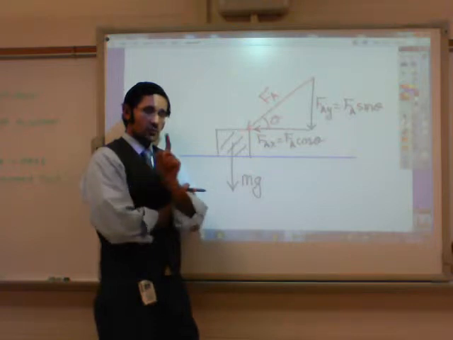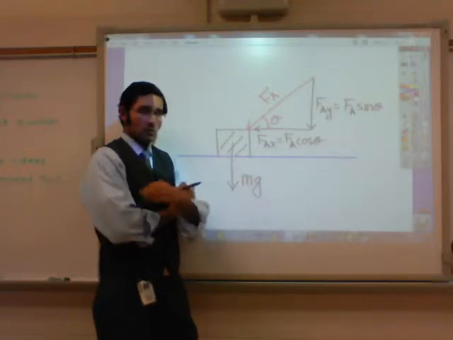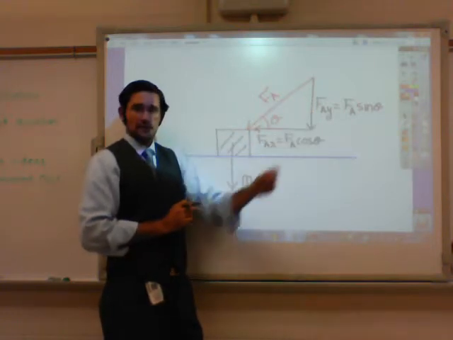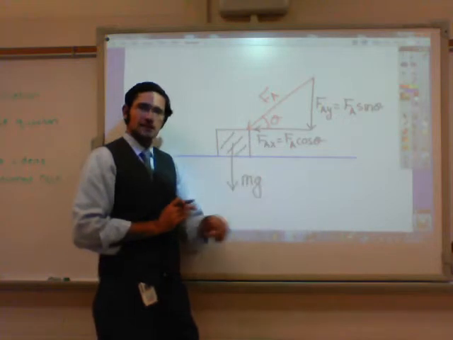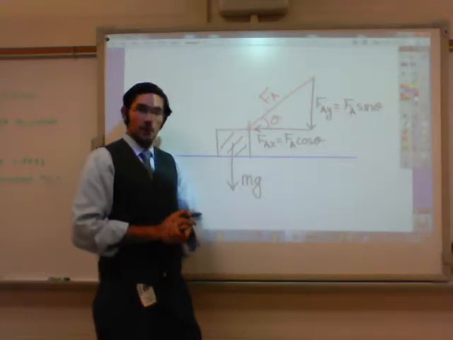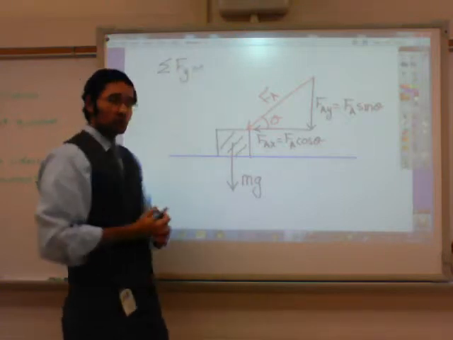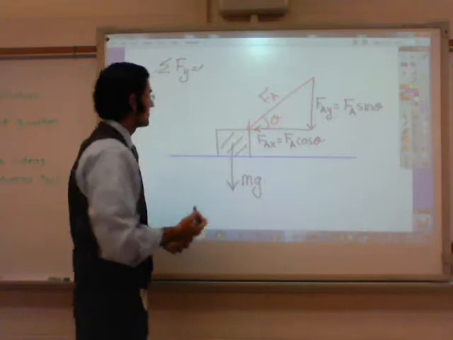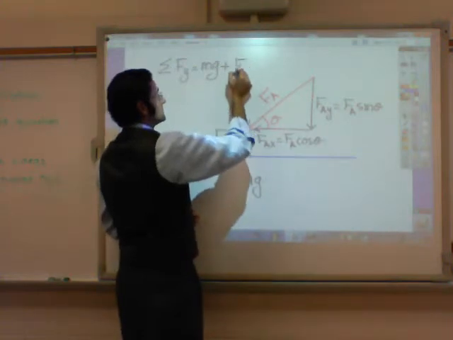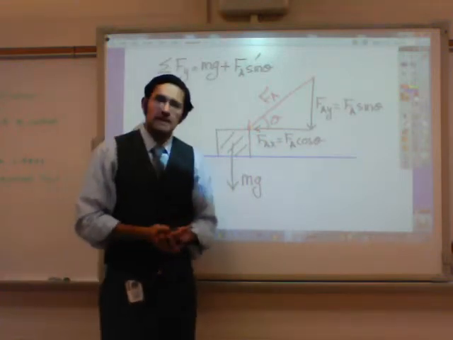In the previous example, remember, the force of gravity was pushing down and the rope was pulling up. In this example, the force of gravity is pushing down like it always will. But now, this Fa, the applied force, is actually pushing down as well. So there are two forces that are pushing this box down against the surface. So the box will press against the surface with a greater force than it did in the previous example. So the total force in the y direction, meaning the total force pushing the box down, is the force of gravity plus Fa sine theta, because both of these forces are pushing the box down.